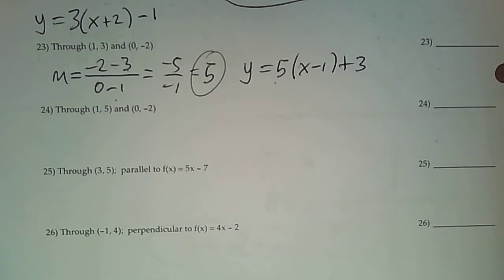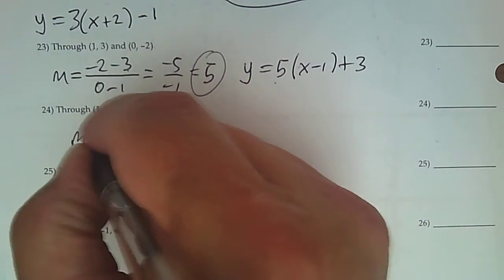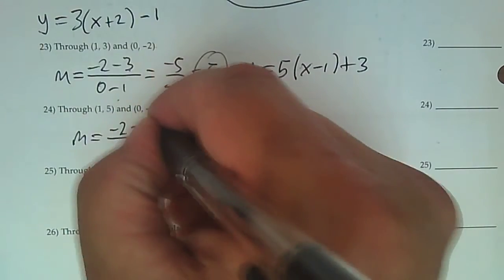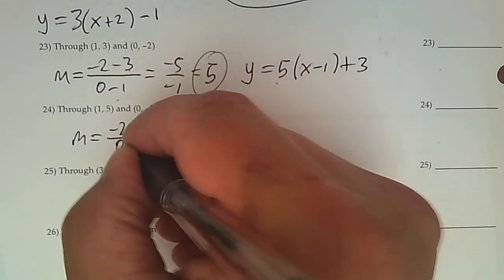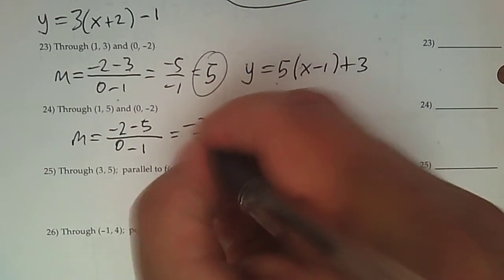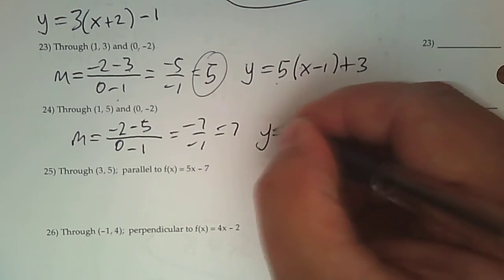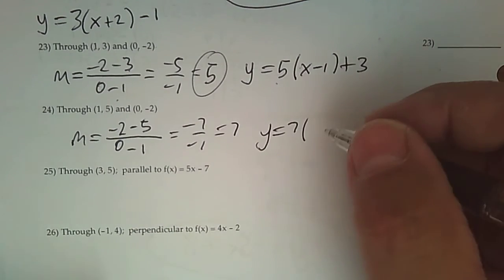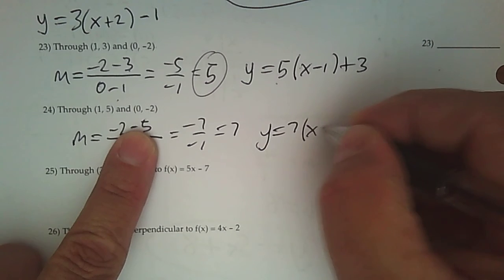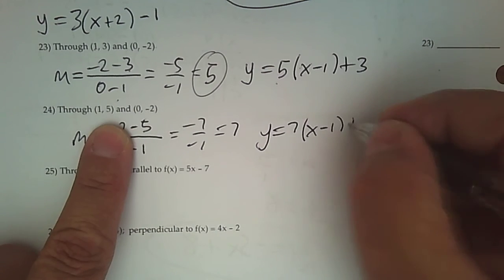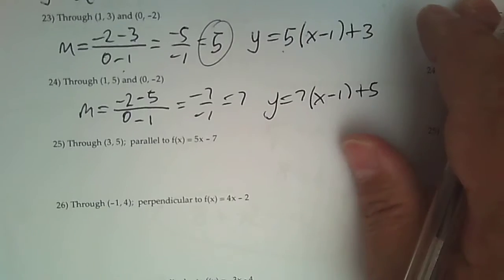24. Again, I need to find the slope. How do I find slope? y2 minus y1 over x2 minus x1, and then solve it, and the slope is 7. So I'm just going to take the first point, though you could take the second point, and then write the equation. Change the sign, keep the sign, and it's over.